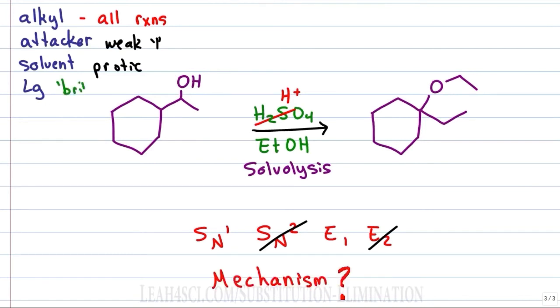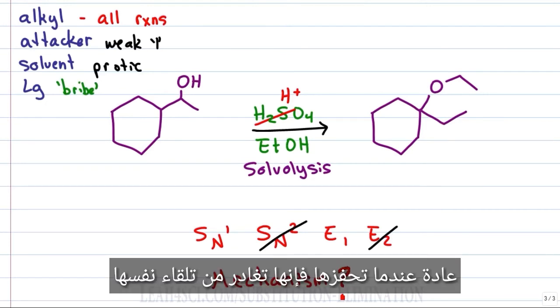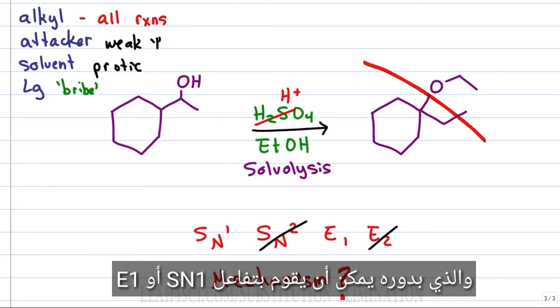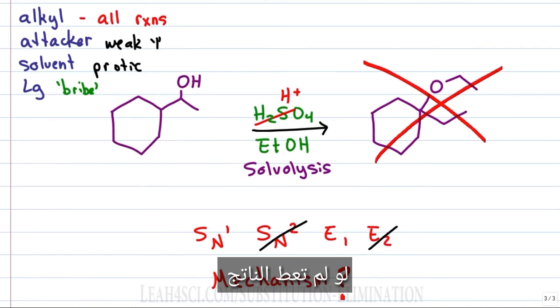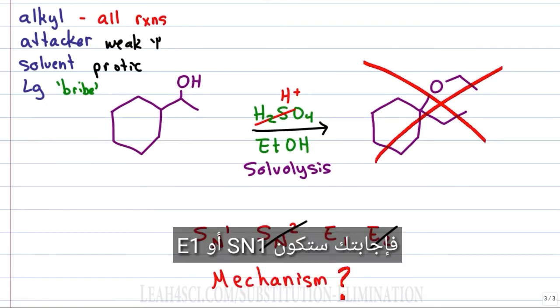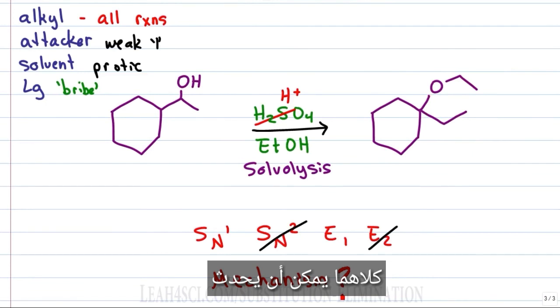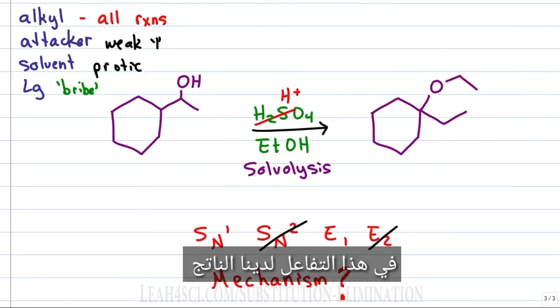So all we need to consider is bribe. Typically when you bribe it, it will leave on its own, giving you a carbocation intermediate, which once again tells us the SN1 or E1 route. If you were not given the product, your answer would be both substitution and elimination, based on the checklist, and they both can occur. However, in this reaction, we're actually given a product, and here's the trick.